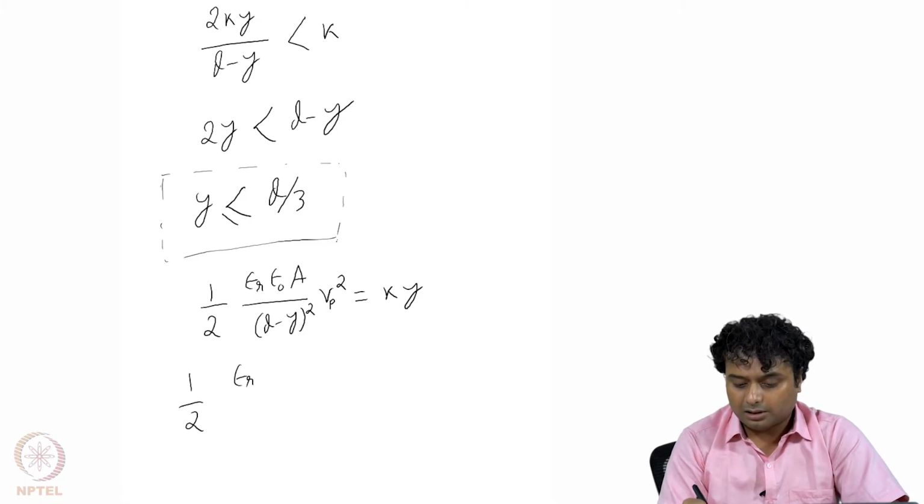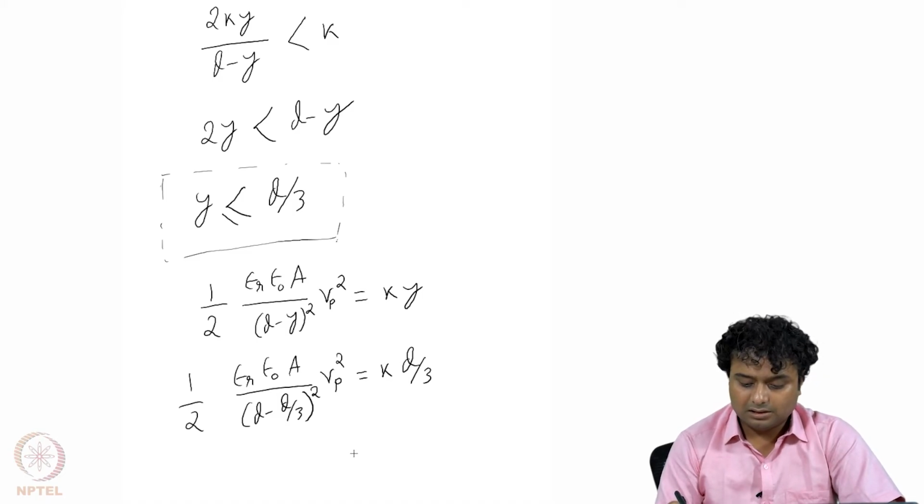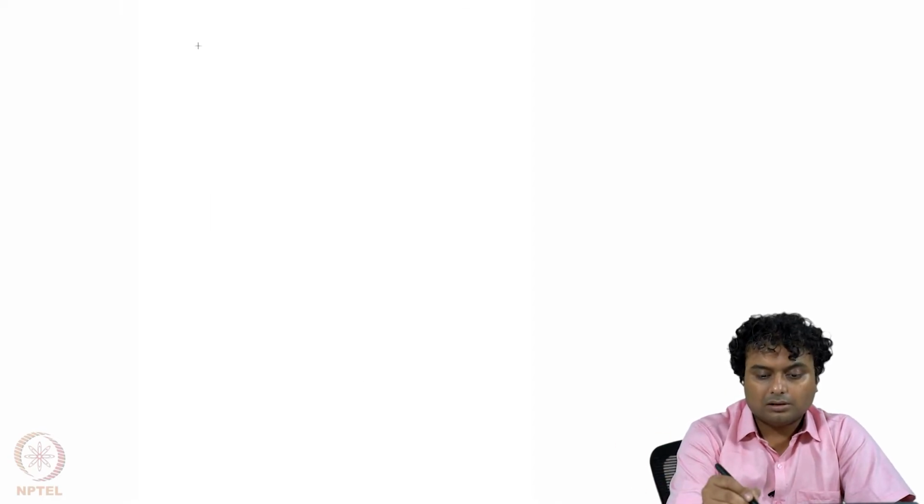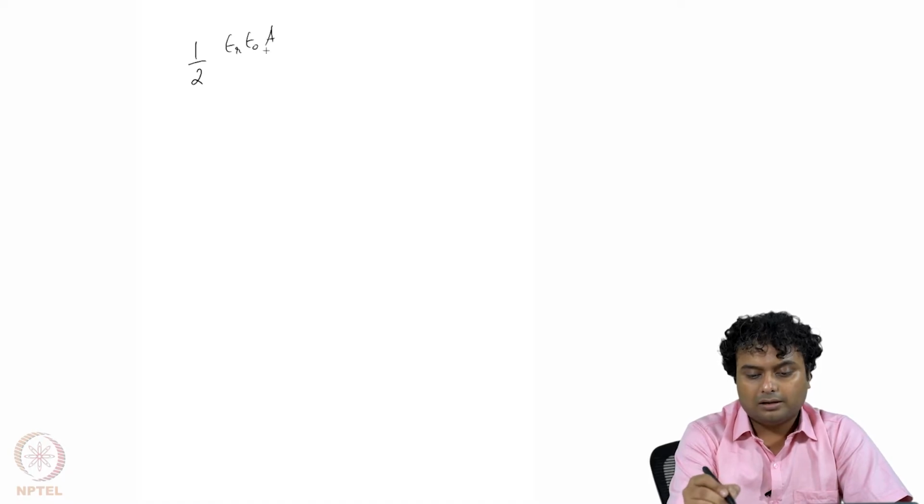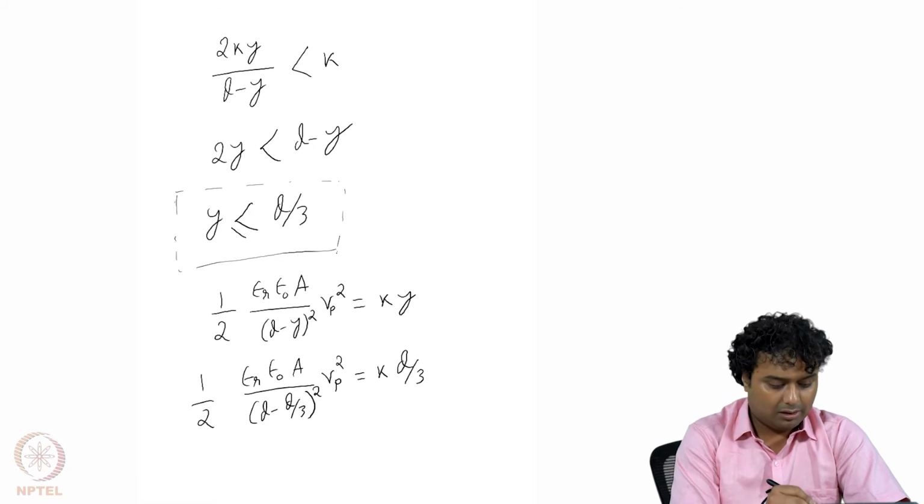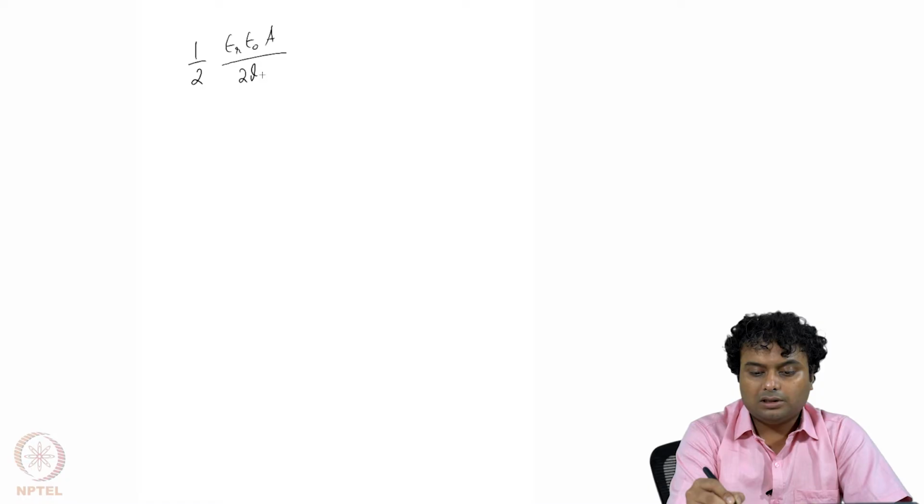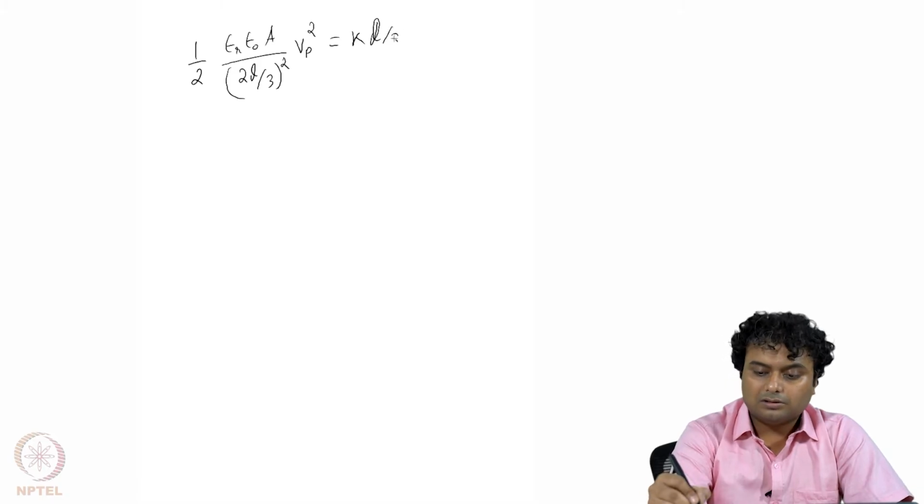So then we get epsilon r epsilon naught A divided by (d minus d by 3) whole square, Vp square is equal to K into again d by 3, right, and we will get that half into epsilon r epsilon naught A divided by (2d by 3) whole square, into Vp square is equal to Kd by 3.